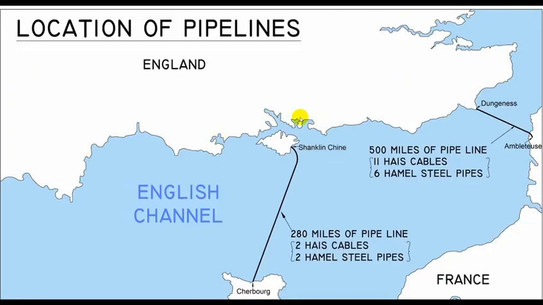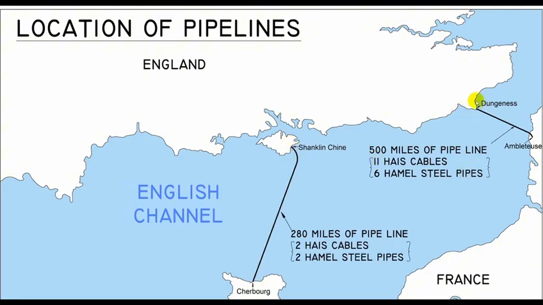Summarizing the pipelines from England to France, we can see that 280 miles of pipeline was laid across this pipeline, and this was the total length of pipeline, not the distance. It consisted of two and only two HAIS pipes and only two HAMEL pipes. That was because the distance was great, so pumping pressure here was also great. So this project was not so successful.